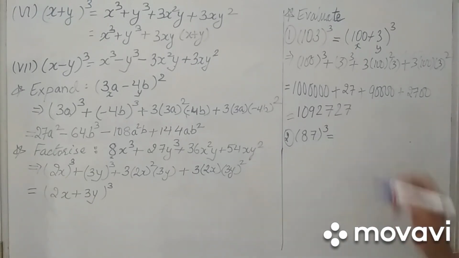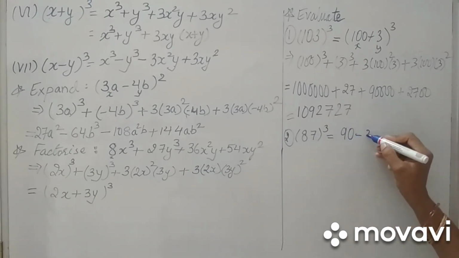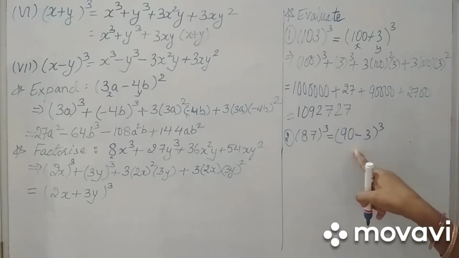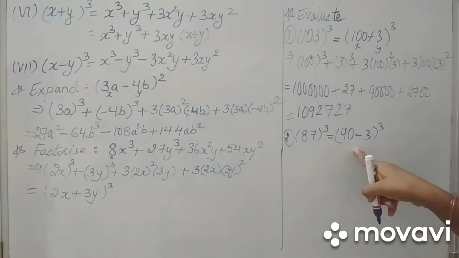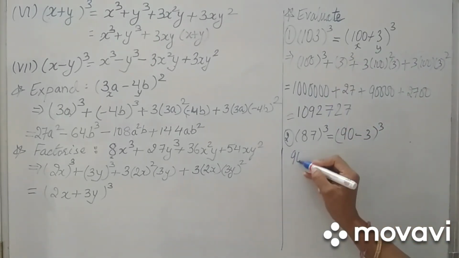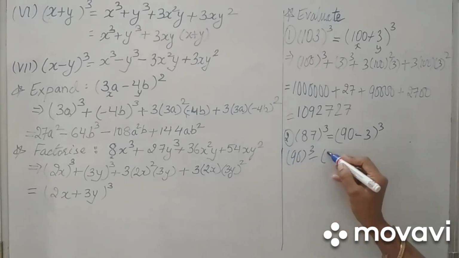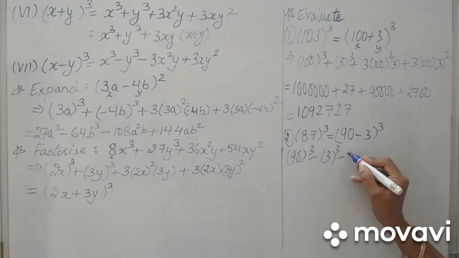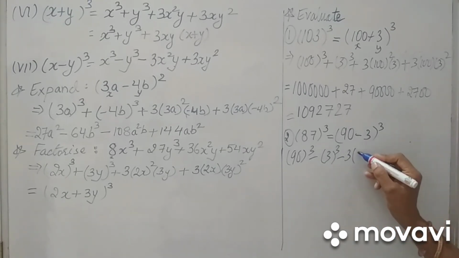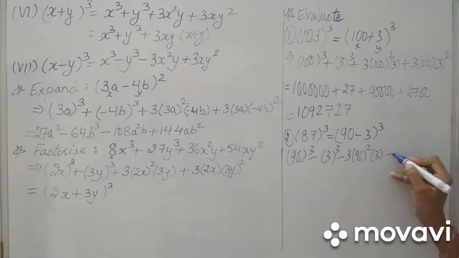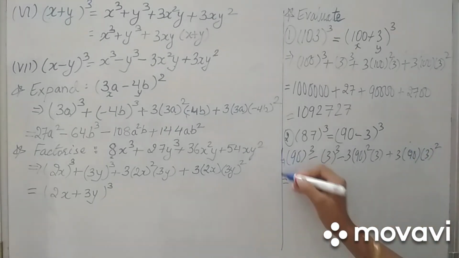Now another example we will see. 87 is nearer to 90. So what we will write? 90 minus 3. So this will give me the use of identity 7. The process is same, only the use of the identity is different. 90 cube minus 3 cube minus 3 into 90 square into 3 plus 3 into 90 into 3 square. So is equal to 9 cube is 81.